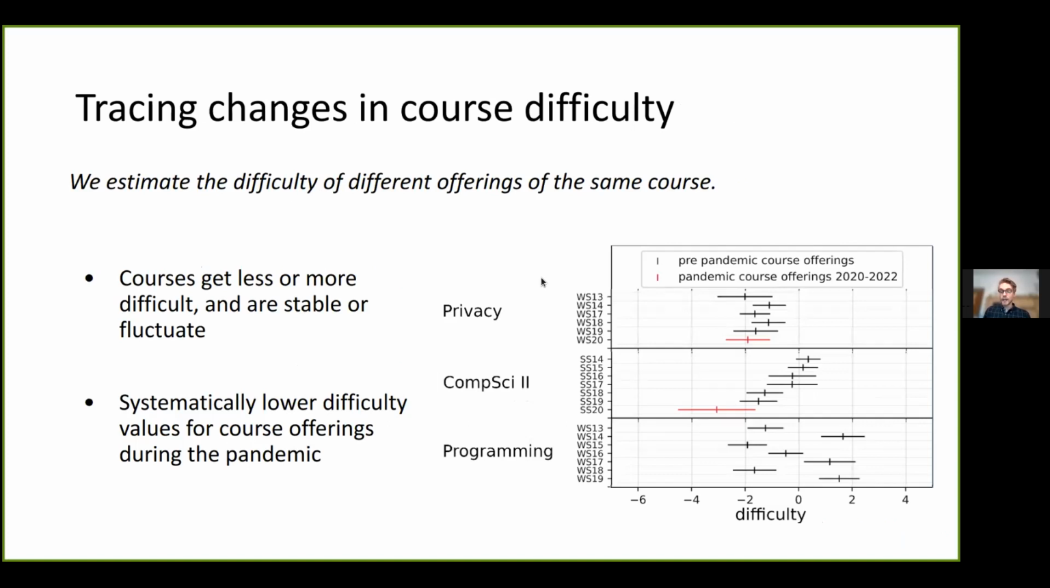Finally, let's look at the model parameters. Here we have mapped the course offering difficulties for 3 representative courses. The sorting of the offerings within a course is from the top in the earliest semester to the bottom in the latest semester. We see courses can have stable difficulties, but also changing ones. Especially we see difficulties fluctuate in the programming course here, as well as difficulties becoming smaller or more negative in computer science too over the time here. The course offerings marked here in red are pandemic offerings, as before. And overall, we observed a systematic lowering of difficulty of the courses during the pandemic period.